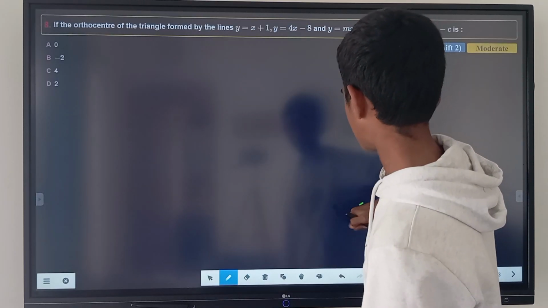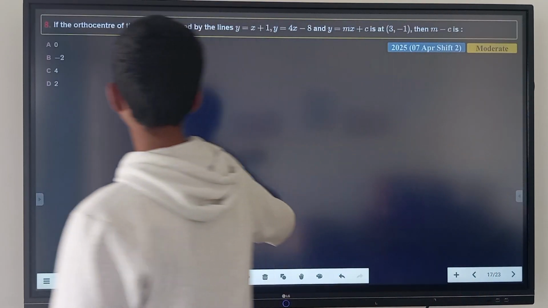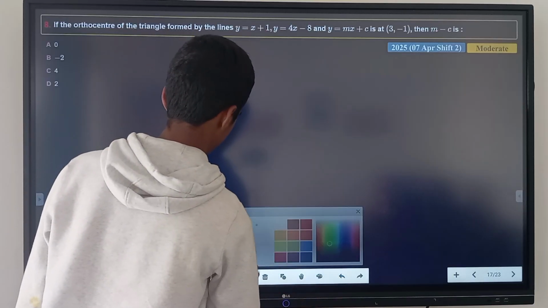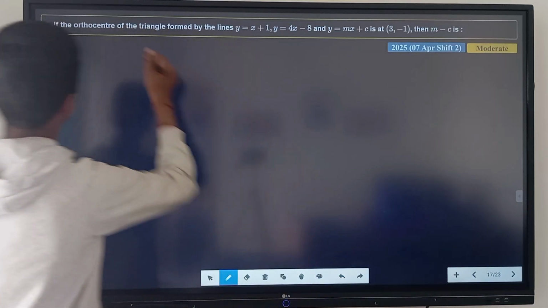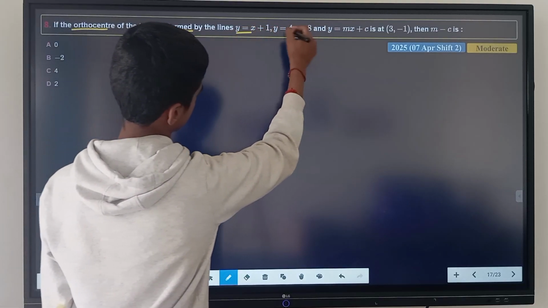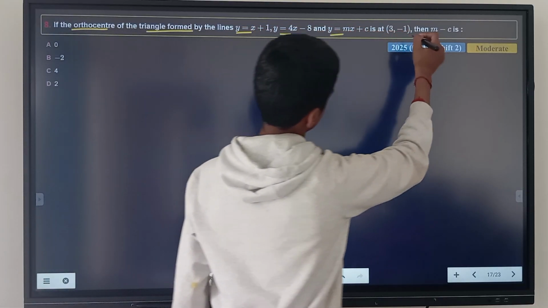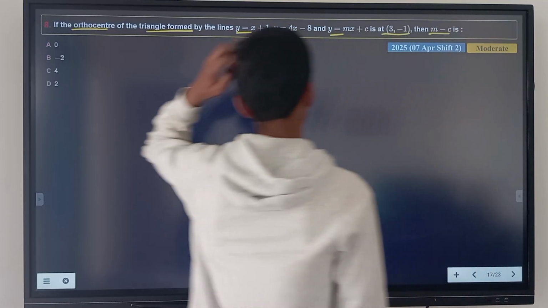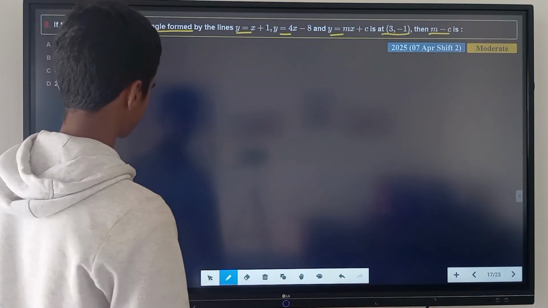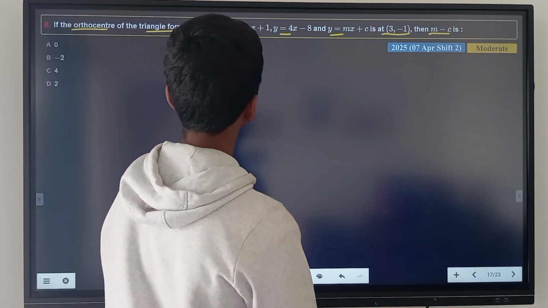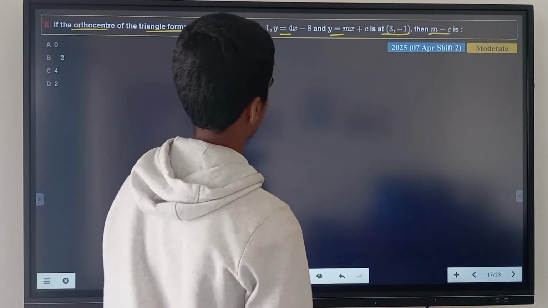This time our question is, if the orthocenter of the triangle formed by lines this, this and this is at point this, then m minus c is. So here in this question, before writing steps, first let's draw the diagram.